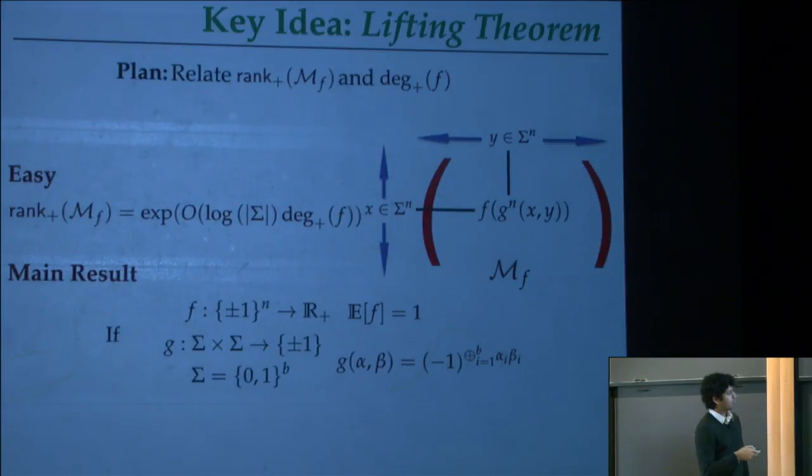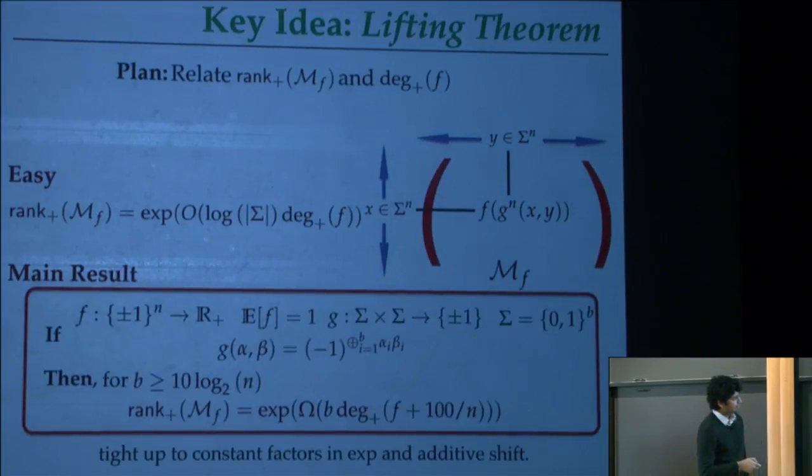Okay. So given any function with expectation 1 and this inner product gadget, if I compute the pattern matrix, then for any b which is larger than some log n, this will come to this again later on, we are going to show that the non-negative rank of the pattern matrix is basically this quantity. So b, remember that b is the log of the size of sigma. This is the degree plus of f, except that instead of f I now have some kind of an additive shift to it. I've added some positive quantity which is like 1 over n.